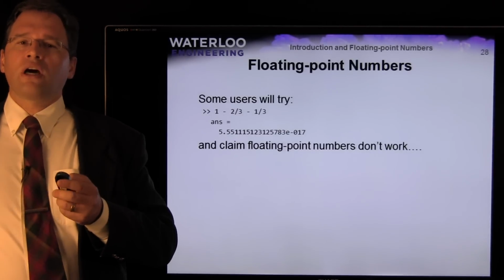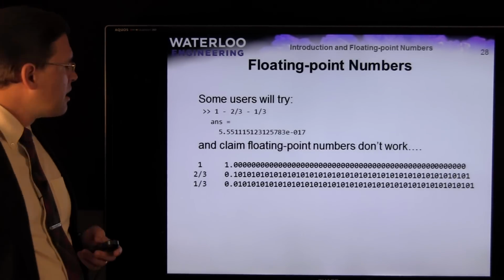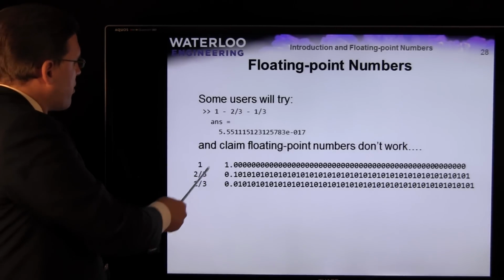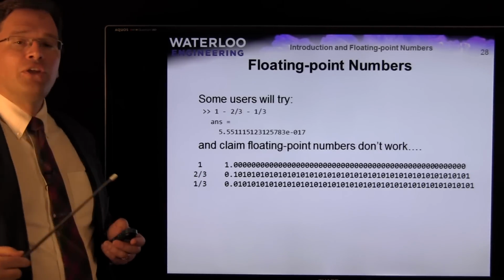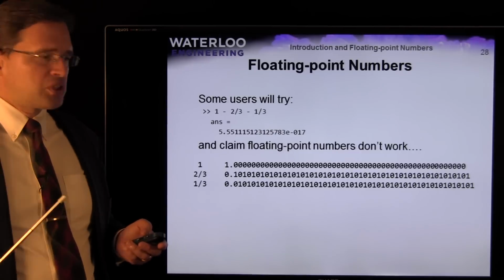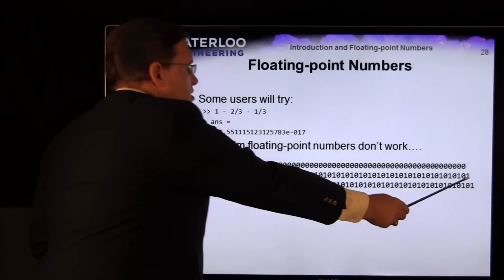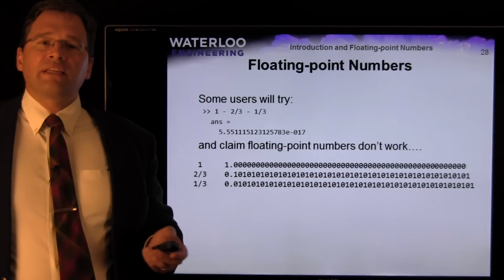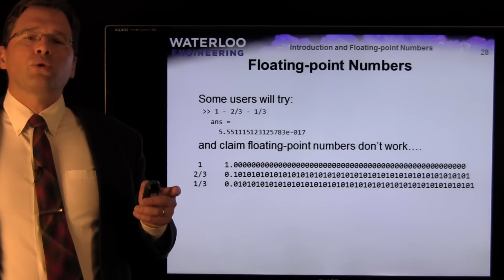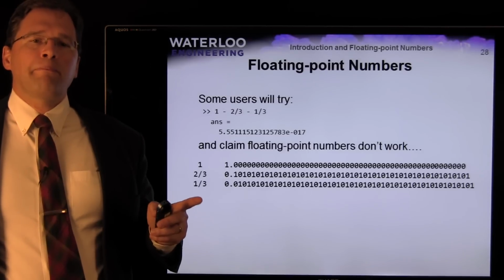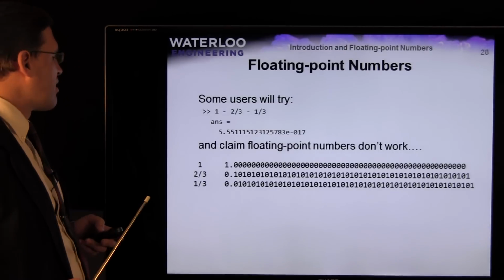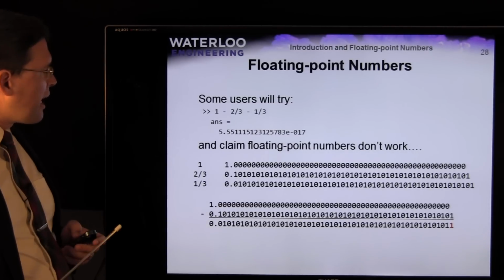Floating point numbers are not exact representations. I cannot represent 2/3 and 1/3 precisely using floating point numbers. Instead, I must truncate at some point. With double precision floating point numbers, I store 53 bits of precision. After that, I have to round any other values. So let's see what happens.